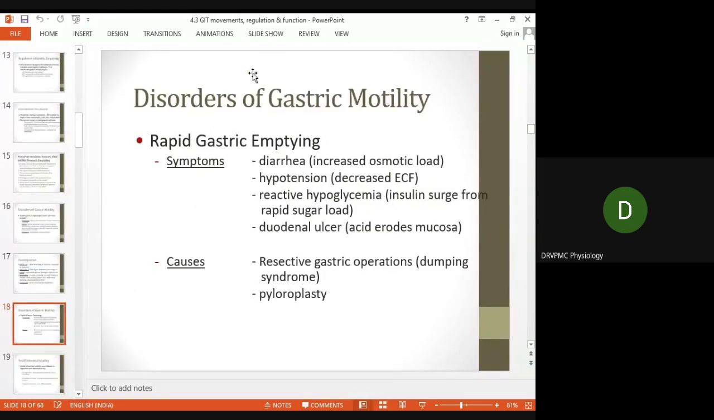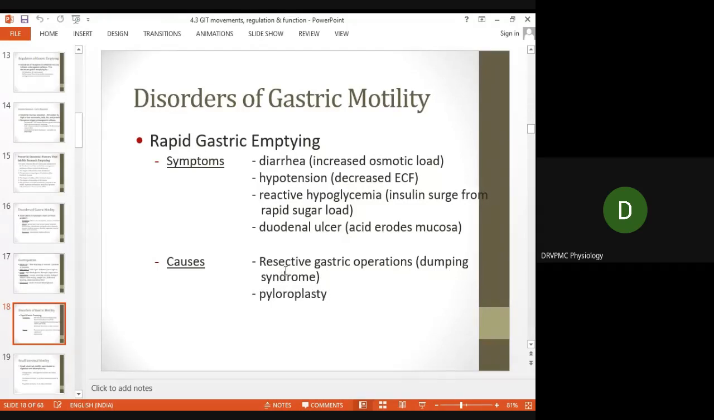Another disorder of gastric motility. We discussed slow gastric emptying, but it can also be rapid. What are the causes of rapid gastric emptying? Resective gastric operations, in which part of the stomach is cut. Then the amount of food or chyme that can be stored in the stomach will be reduced, and whatever contents come into the stomach will move fast into the duodenum. That is rapid gastric emptying, and this is called dumping syndrome.